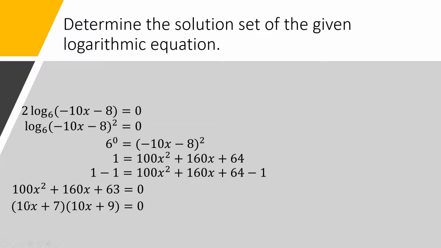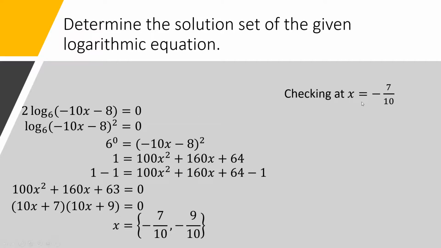Now, remember in solving equations, if it is in factored form and it's equal to 0, then we can set each of its factors equal to 0. So in this case, the value of x here could be negative 7 over 10, and here we have negative 9 over 10. So that's the value of our x. These are the possible values of x. Possible, because we have to do the checking if they are really the solutions of the logarithmic equation.